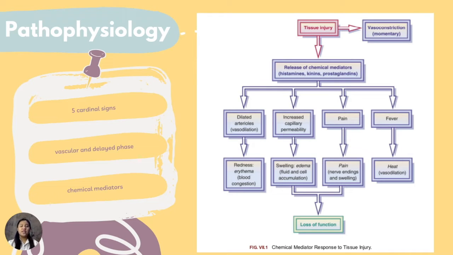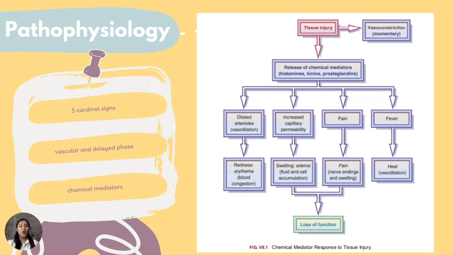Cyclooxygenase comes in two forms, the COX-1 and the COX-2. The COX-1 protects the stomach lining and regulates blood clotting. It regulates blood platelets. The COX-2 triggers inflammation and pain. So anti-inflammatory agents such as NSAIDs and steroids, the cortisone preparations, inhibit chemical mediators and thus decrease the inflammatory process. The illustration that we have here shows the process of how chemical mediators act on injured tissues.